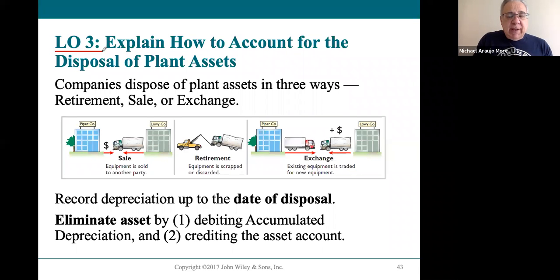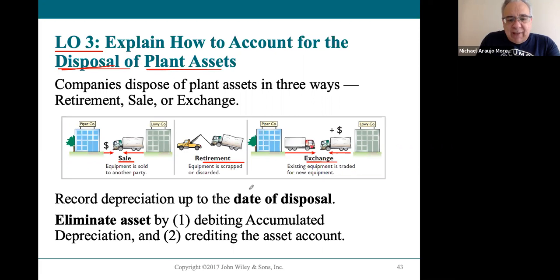So learning objective 3 teaches you that these plant assets, right, they don't last forever. So what happens when it comes to the point where the business disposes of the asset? And when we say dispose, we really mean one of three things. Disposal could mean we sell it to another party. Disposal could be that we simply scrap it. We retire it. It's no longer useful to anybody. Or it could be exchanged for a newer piece of equipment. So when we say dispose, that's what we mean.